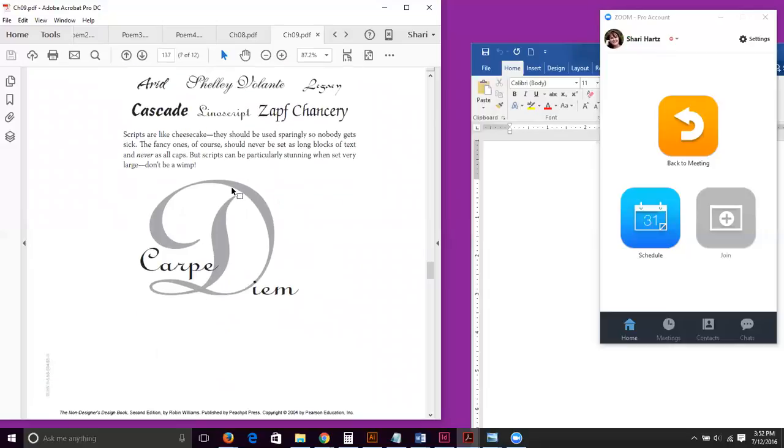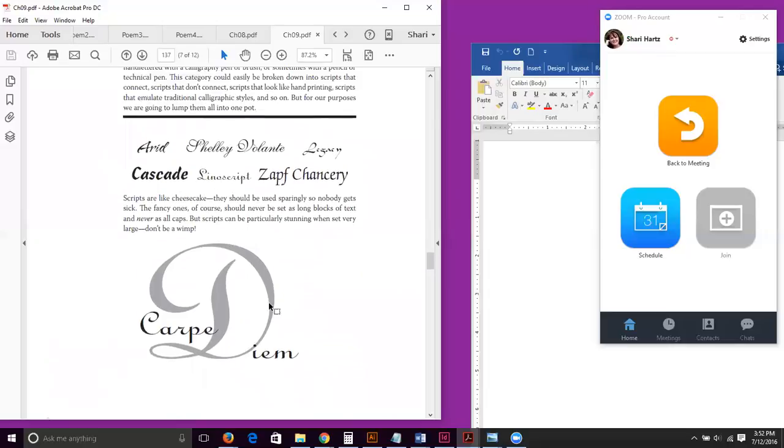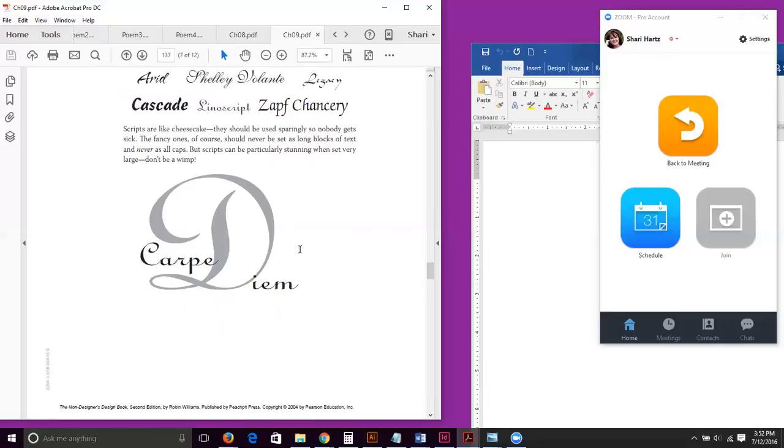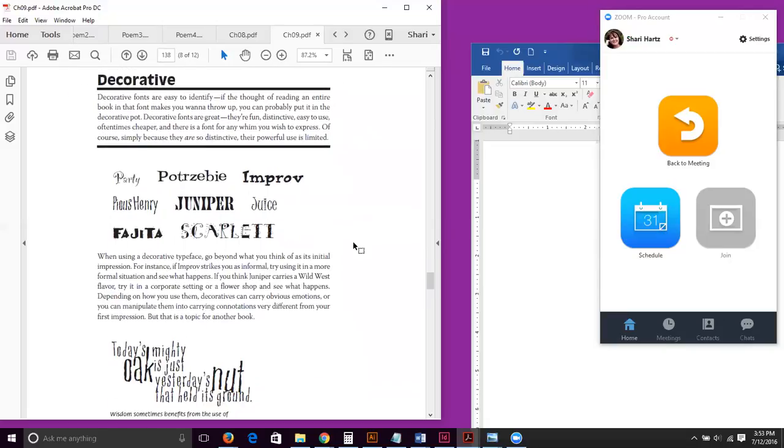Okay, there's our lovely scripty fonts. So lots of curly Q's and curvies, and yeah, they're just hard to read. The only time I really use scripty fonts is for a heading, or if I'm trying to catch somebody's attention, just to create something that's a little bit distinct, but I don't really use them very much. Are you guys scripty kind of people? No. Yeah. So you don't use a lot of scripts either.